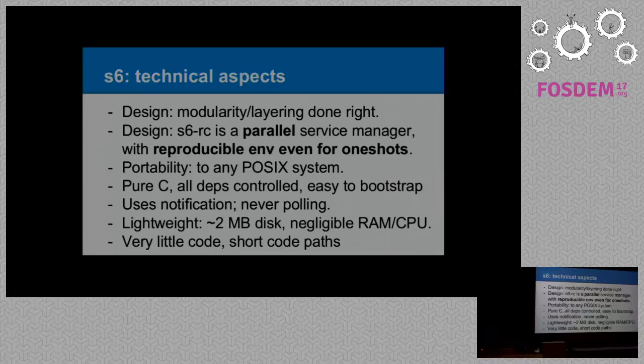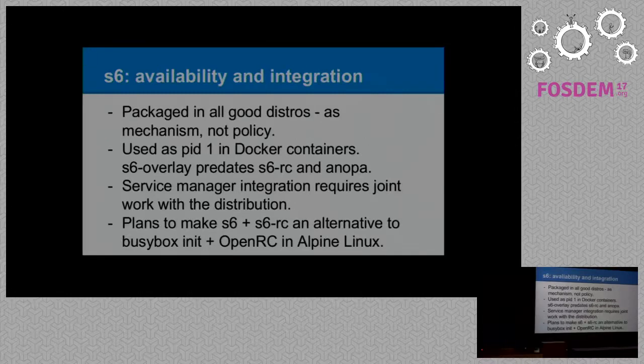So, how can you use it today? S6 is packaged in all good distributions, as mechanism now, not as policy, which means that you will have the programs packaged. You will not have a supervision tree running and services running with it. For now, you have to do that yourself. S6 is used today as PID1 in a lot of Docker containers, especially with the S6 overlay package, which was made to help you use S6 svscan, which is the root of the supervision tree for S6, as PID1 in your container. The service manager integration with the distribution requires support and joint work with the distribution. So that is what we are doing now, and we are going to do in the foreseeable future. There are plans to make S6 and S6RC an alternative to BusyBox Init plus OpenRC in the Alpine Linux distribution.